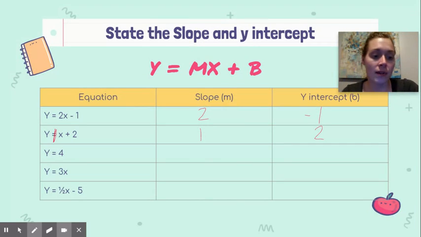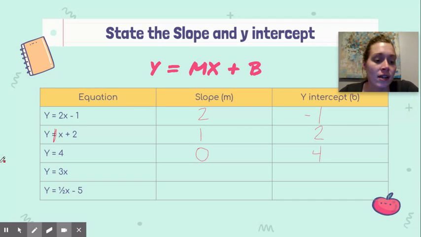Now, the next one looks a little bit different. It just says y equals 4. What's my slope if there is no x? Slope is the number in front of x, but there is no x. Well, if there's no x, how many x's do we have? 0 x's. So if we have 0 x's, the slope is 0. 0 x's tells you you have a slope of 0. Y-intercept is always the number without the x, so we are left with our y-intercept of 4.